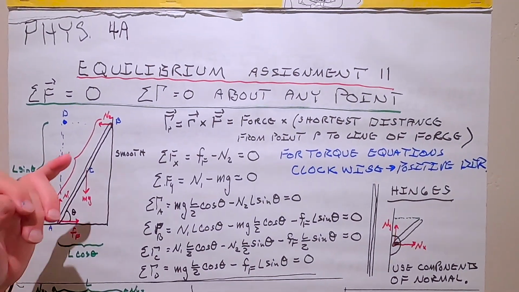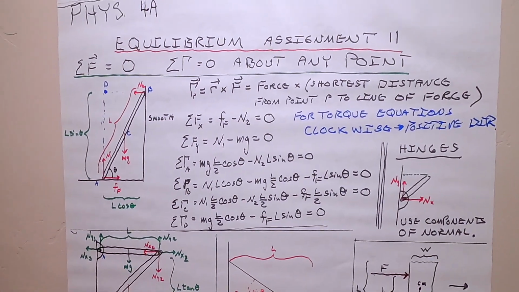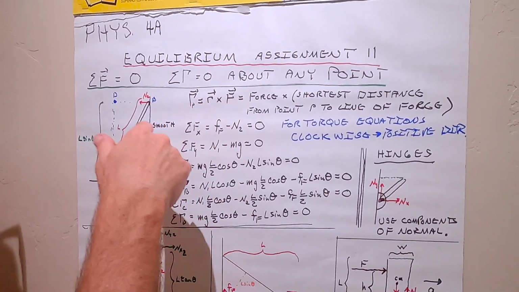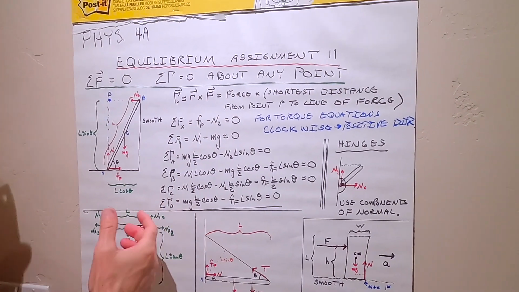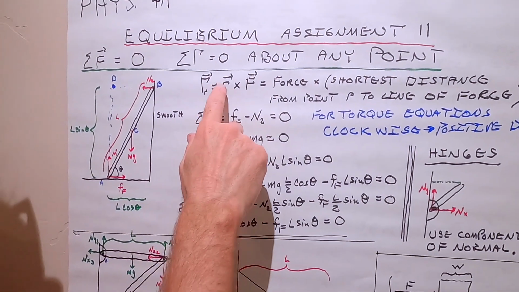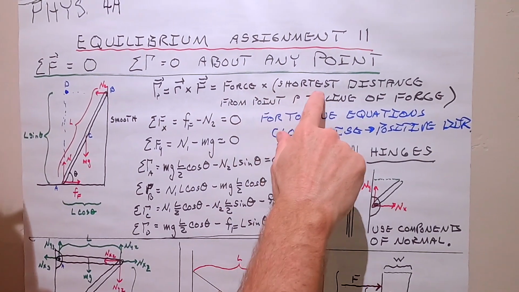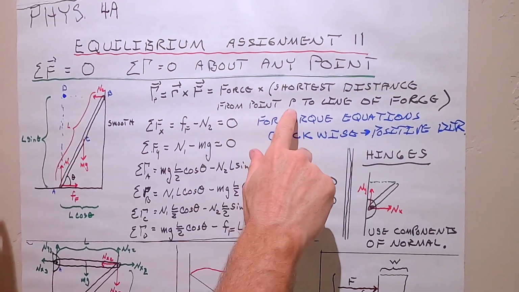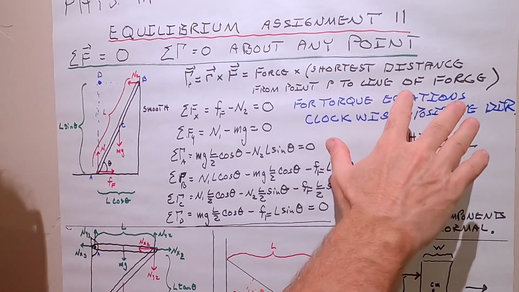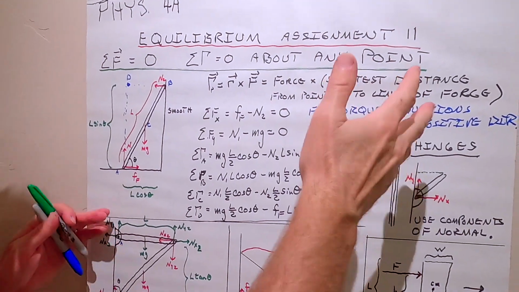And remember, the definition of torque is R cross F. But if you don't like to use the magnitude of the first times the magnitude of the second times the sine of the angle between them, it's a lot easier, especially in this chapter. Instead of saying R cross F, just say it's the force times the shortest distance from the point you're taking torques around to the line of force. You'll see what we mean. This would make it a lot easier to do some of the torque equations.